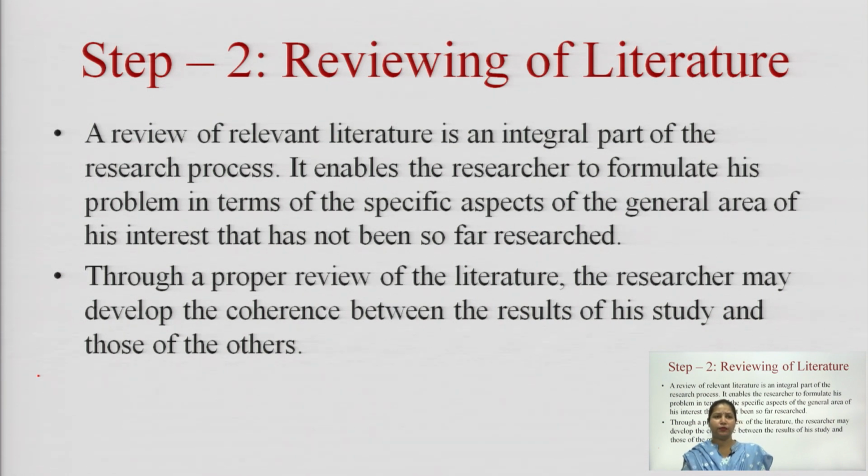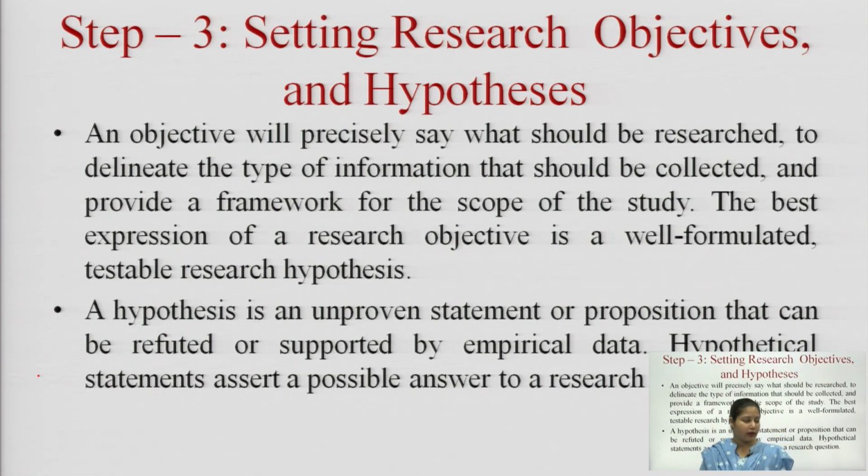Through a proper review of the literature, the researcher may find coherence between the results of his study and those of others. So you can find the similarity, or you can find the difference in what others have done. You may do the research to prove some theory, or you can also do the research to disprove certain types of theories. So this step is the review of the literature.